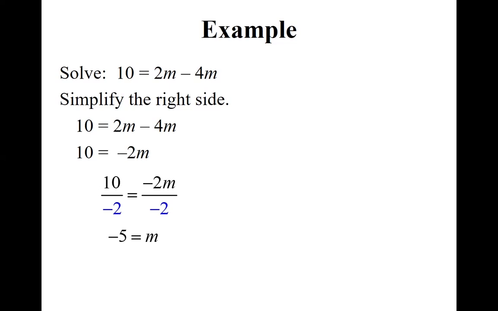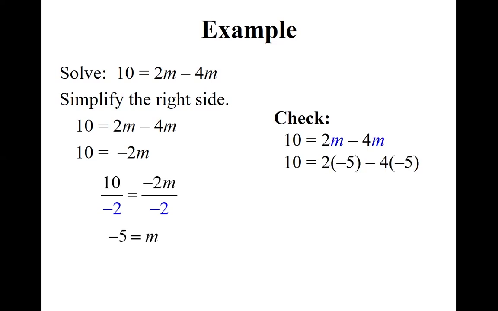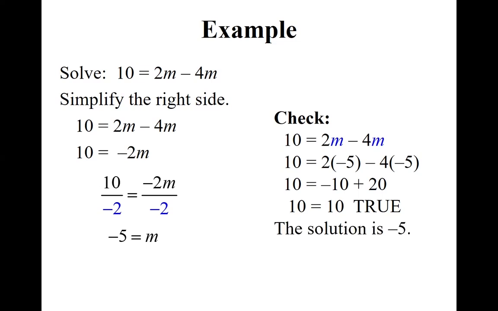If we go to check, we're going to plug negative 5 in for m in the original equation. So we have 10 equals 2 times negative 5 minus 4 times negative 5. 2 times negative 5 is negative 10. Negative 4 times negative 5 is positive 20. Negative 10 plus 20 is 10. So 10 equals 10. That's true. The solution checks. The solution is negative 5.